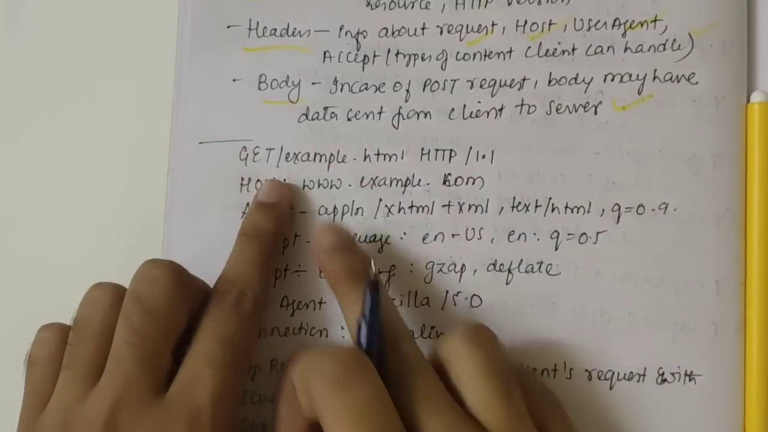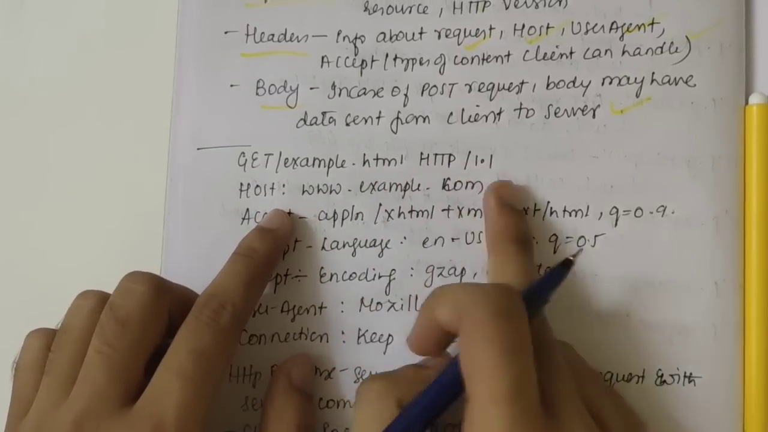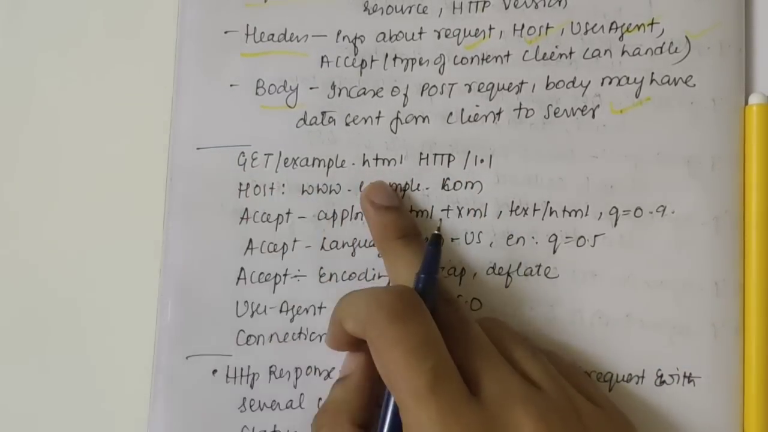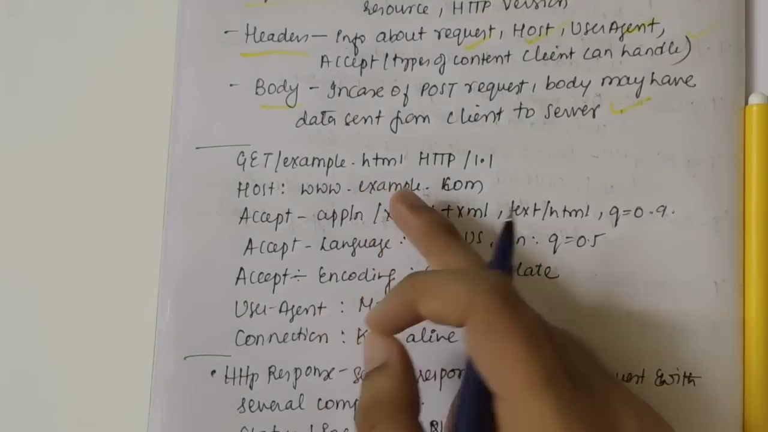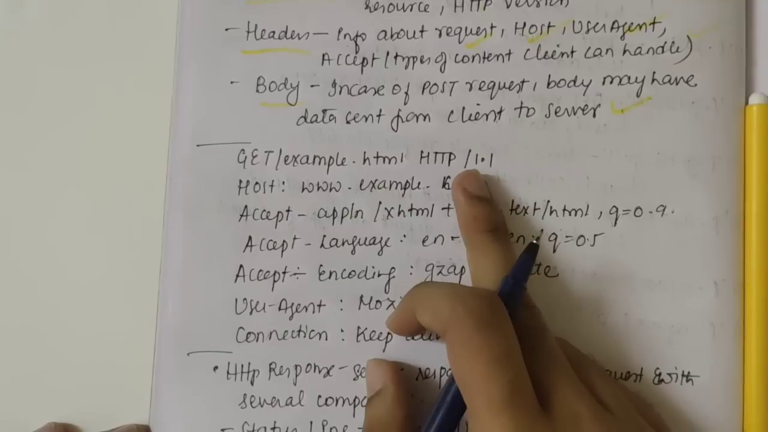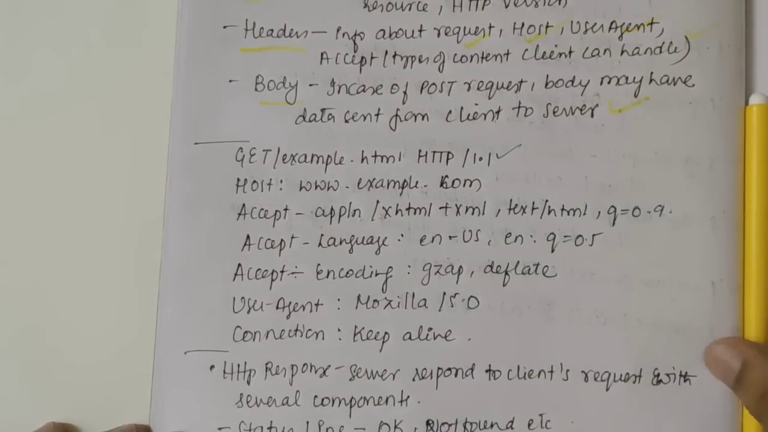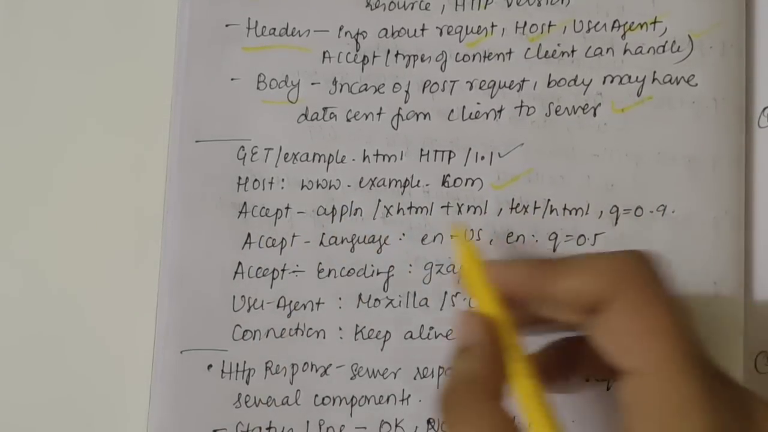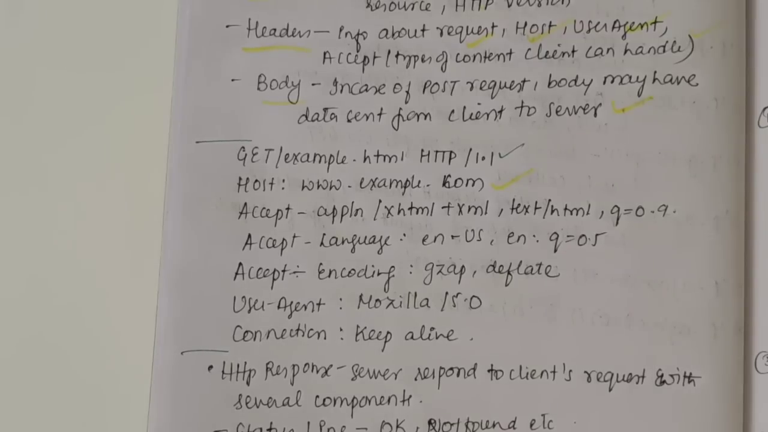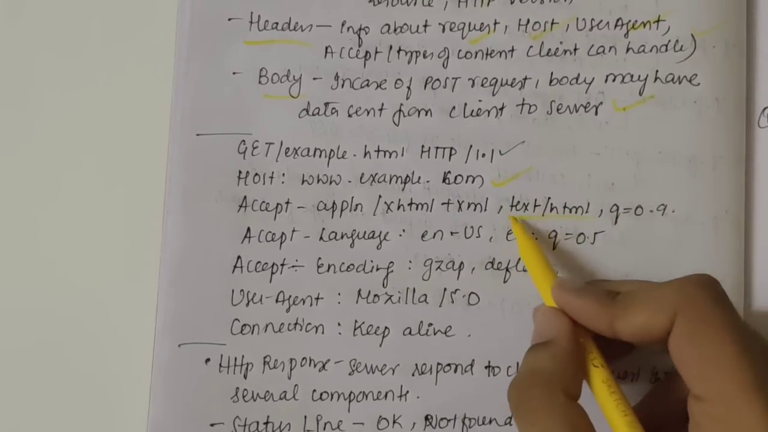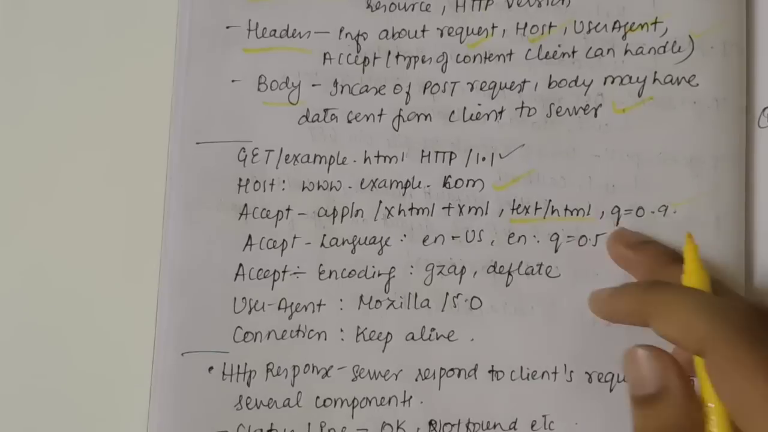So GET example.html, and here I have specified the version. GET is the keyword, and after that example.html, that is, I am specifying the URL of the resource, and after that I am also specifying the HTTP version here. Next, Host, I am specifying the URL here. After that, Accept, that is, I am accepting application/xhtml+xml. The text has to be text/html, and the Q value.